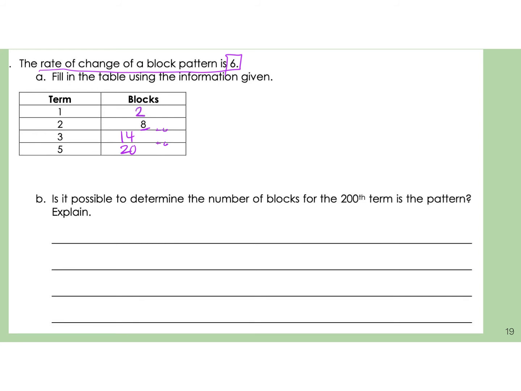All right, so the next part of the question says, is it possible to determine the number of blocks for the 200th term in this pattern? Absolutely, it is possible. The difficult way is you would just have to keep adding 6 until you got to the 200th term, because here's what this pattern looks like, right? We started with 2, and then we added 6, and then we added 6 more, and so we just have to keep adding 6 until we got to 200 terms.